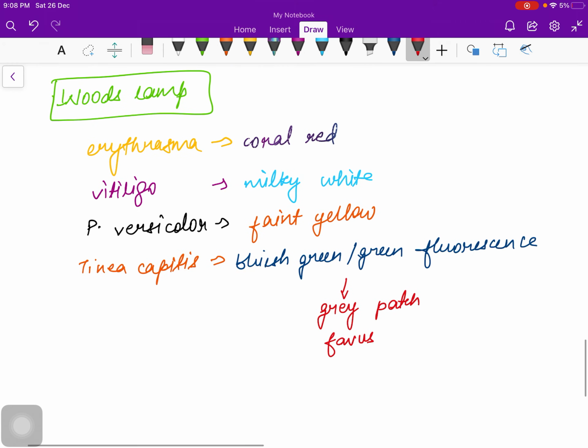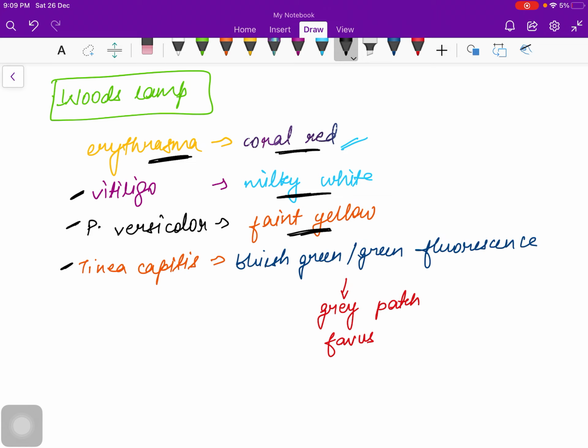Then coming on to Woods lamp examination. For several lesions, Woods lamp can be diagnostic, and we have to remember the specific colors in different types of diseases we get in Woods lamp. So in erythrasma, we have a coral red color. Then coming to vitiligo, the white patch which we see, milky white color it has. Then is pityriasis versicolor, which gives a faint yellow color.